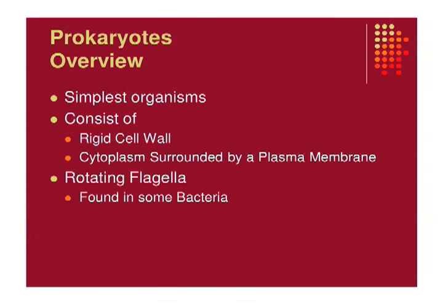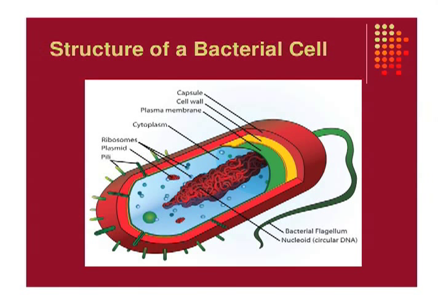Okay, for a prokaryotic overview, they are the simplest organisms. They contain a rigid cell wall and have a cytoplasm surrounded by a plasma membrane. They also have rotating flagella. This is found in some bacteria, not all. Okay, this next slide shows you a picture of a common structure bacterial cell.